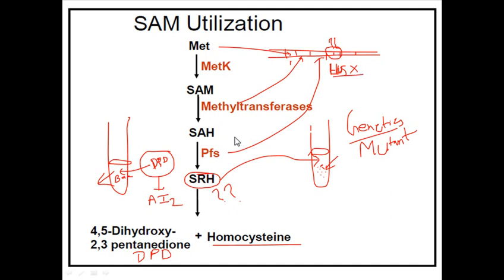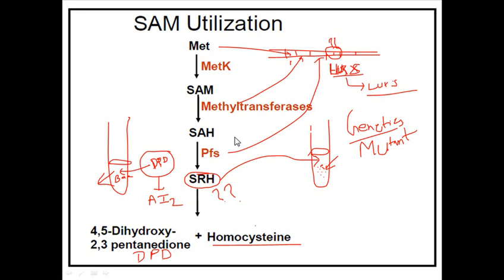So this is the gene designated by scientists that may have an effect on converting SRH to homocysteine and DPD. Now it's time for testing this hypothesis. They take this LuxS gene and transcribe it. They make a LuxS protein.